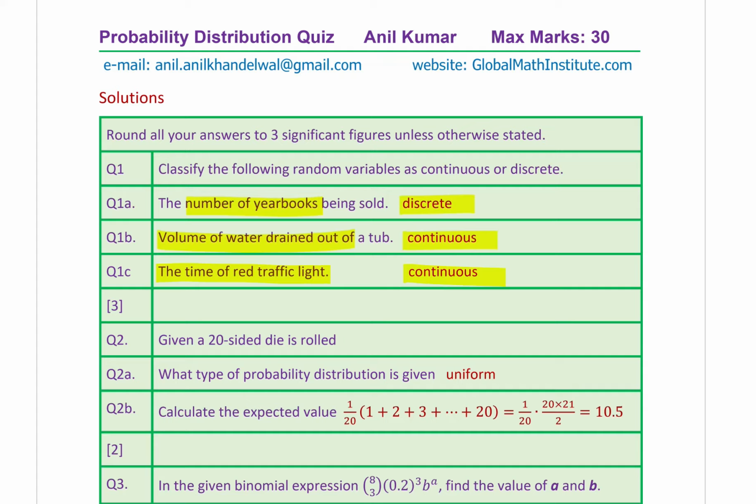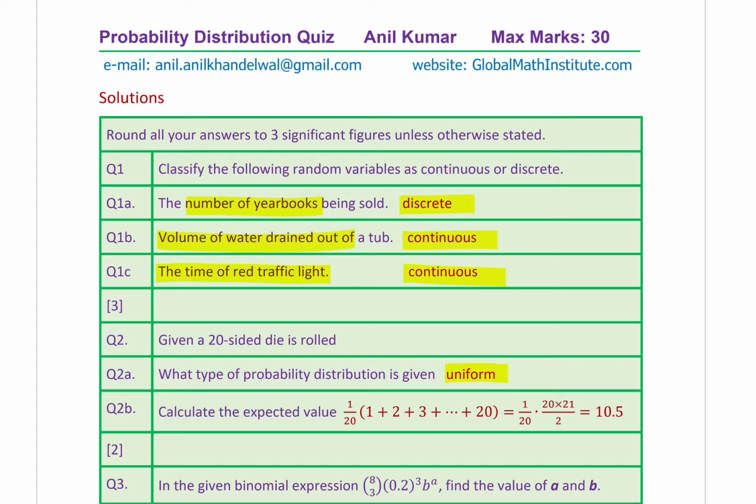Question number 2. If a 20-sided die is rolled, what type of probability distribution is given? All right, so for every roll, the distribution is uniform. It is 1 over 20, and all the outcomes are equally likely.